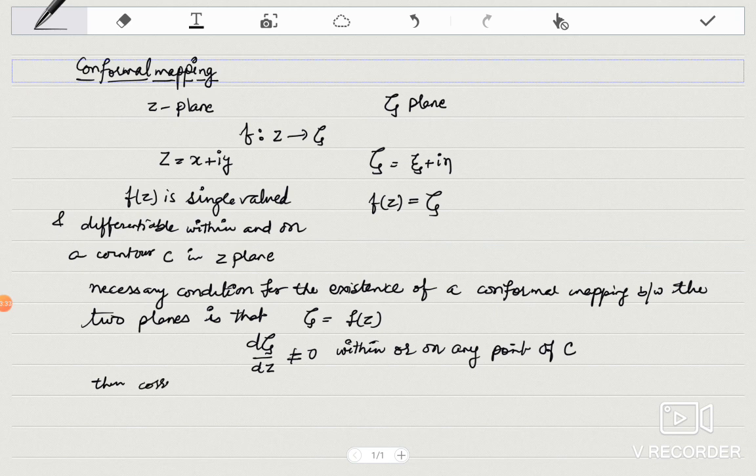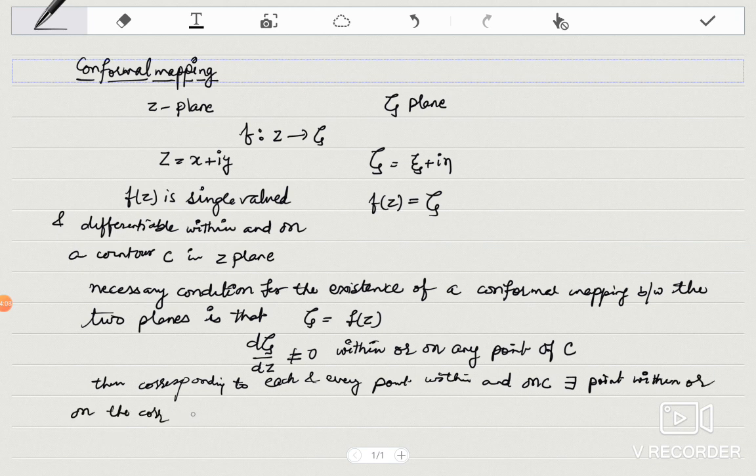Then corresponding to each and every point within and on C, what is C? C is a closed contour. There exists a point within or on the corresponding contour C dash in the zeta plane. And we say that a conformal mapping exists between the two.